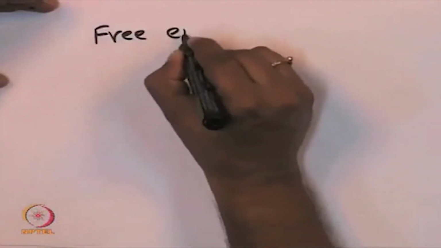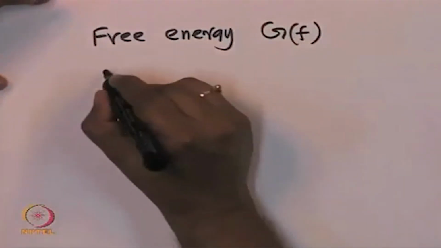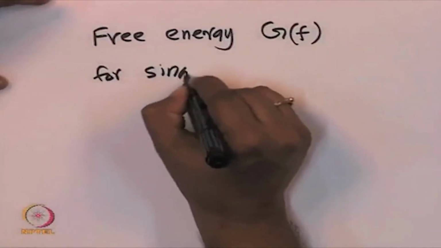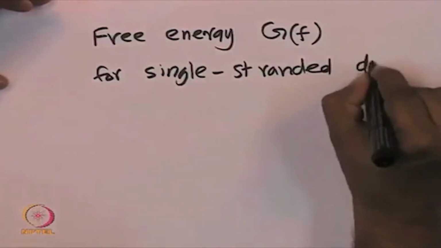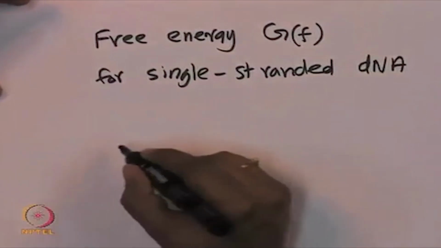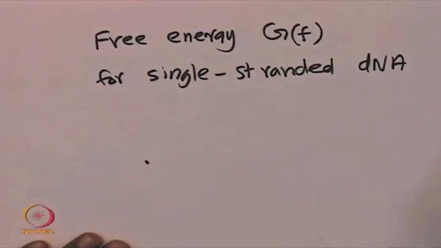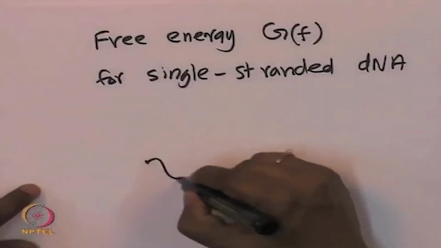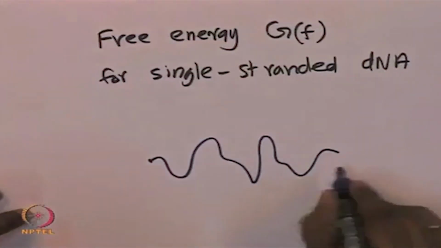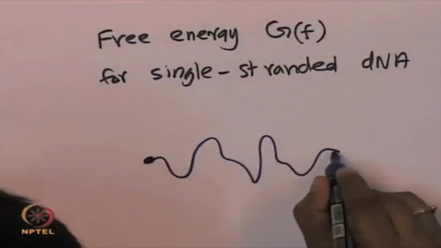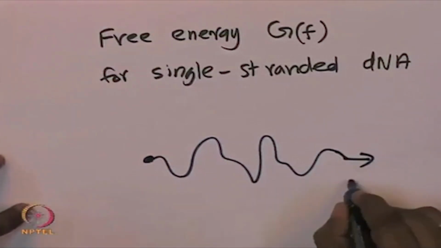Free energy G of F for single stranded DNA. So, what are we doing? You have a single stranded DNA, and we imagine that one end of the DNA is fixed at a point, and the DNA is free to move anywhere. Then you apply a force. So, this is one end of the DNA and the other end is somewhere here, and we are pulling in this direction.